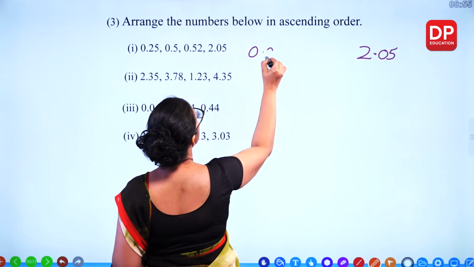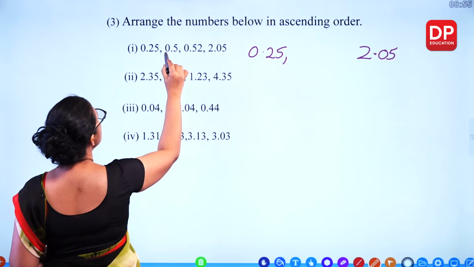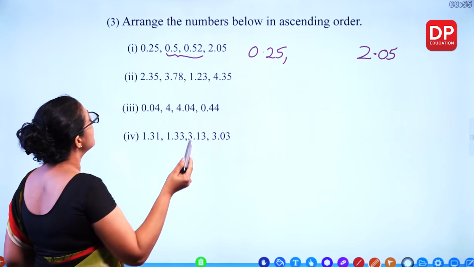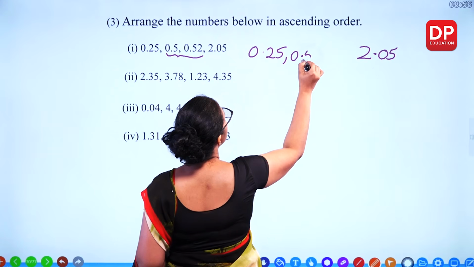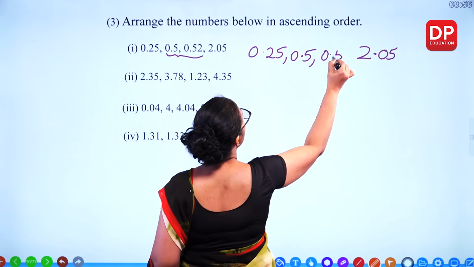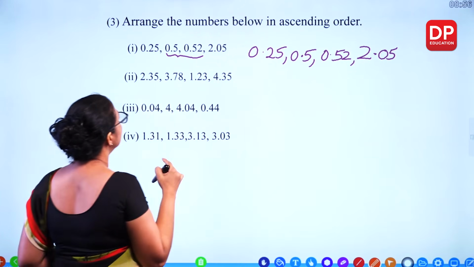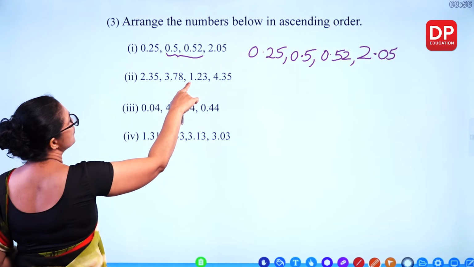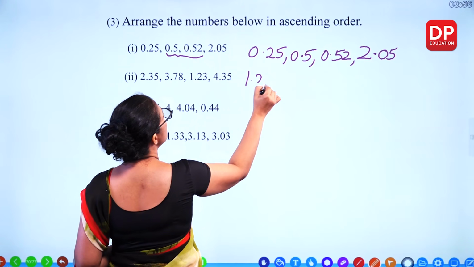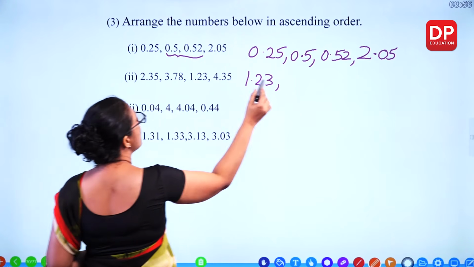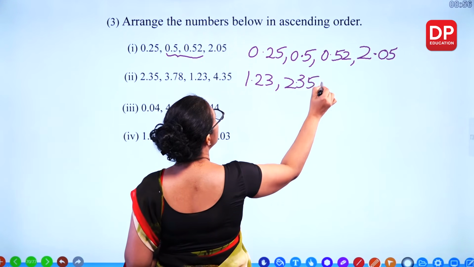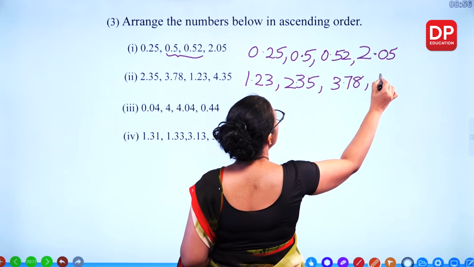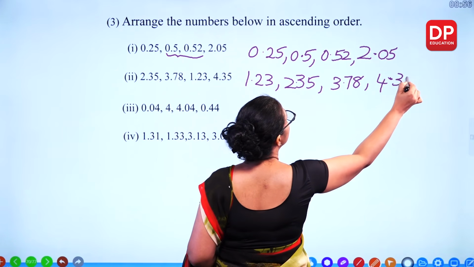From this 0 and 2, 2 is the smallest number. So 0.25 is the smallest. Then out of these two, 5, 0 and 5, 2. 2 is bigger, so 0.5 and then 0.52. Look at the ones place, 2, 3, 1, 4. So straight away we can see 1.23, then 2.35, and then 3.78 and 4.35.